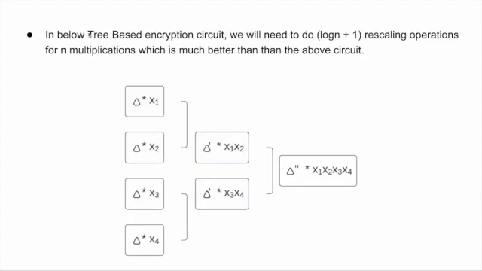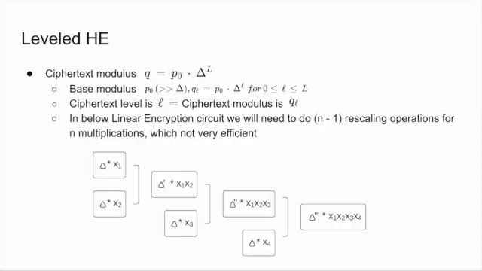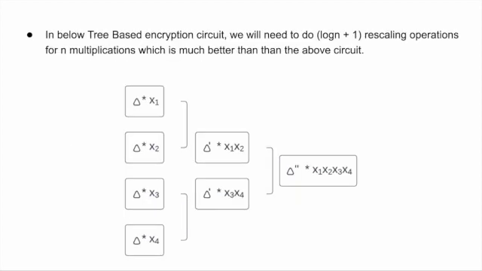That's why a tree-based encryption circuit is very useful, because for n multiplications it will take just log n plus 1 rescaling operations. The number of operations will be n, but it will take log n plus 1 rescaling levels, whereas there were n minus 1 levels in the linear encryption circuit. So that's all from my side.